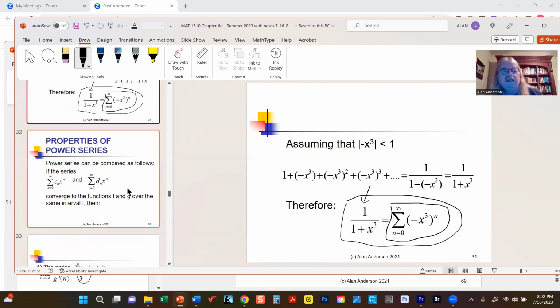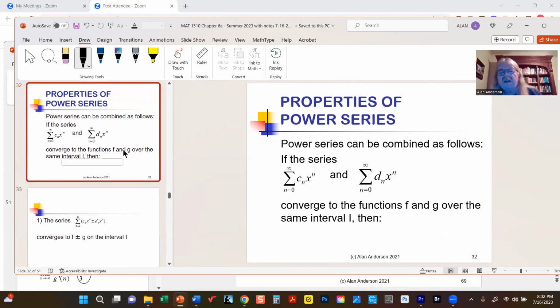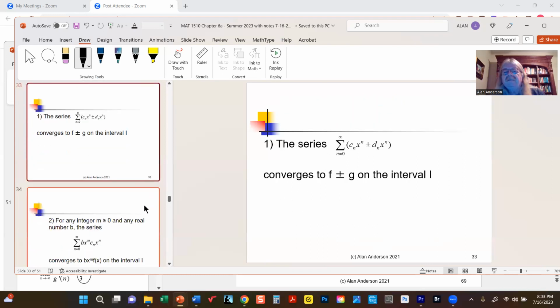Well, all right then. Now, power series have their own set of properties. Let's say we have these two power series. And remember, we need a constant and an x to the n power to have a power series. If they converge to functions f and g respectively over the same interval, that's only if they both converge, then the series consisting of their sums or differences will converge to the sum or the difference of f and g over that same interval.